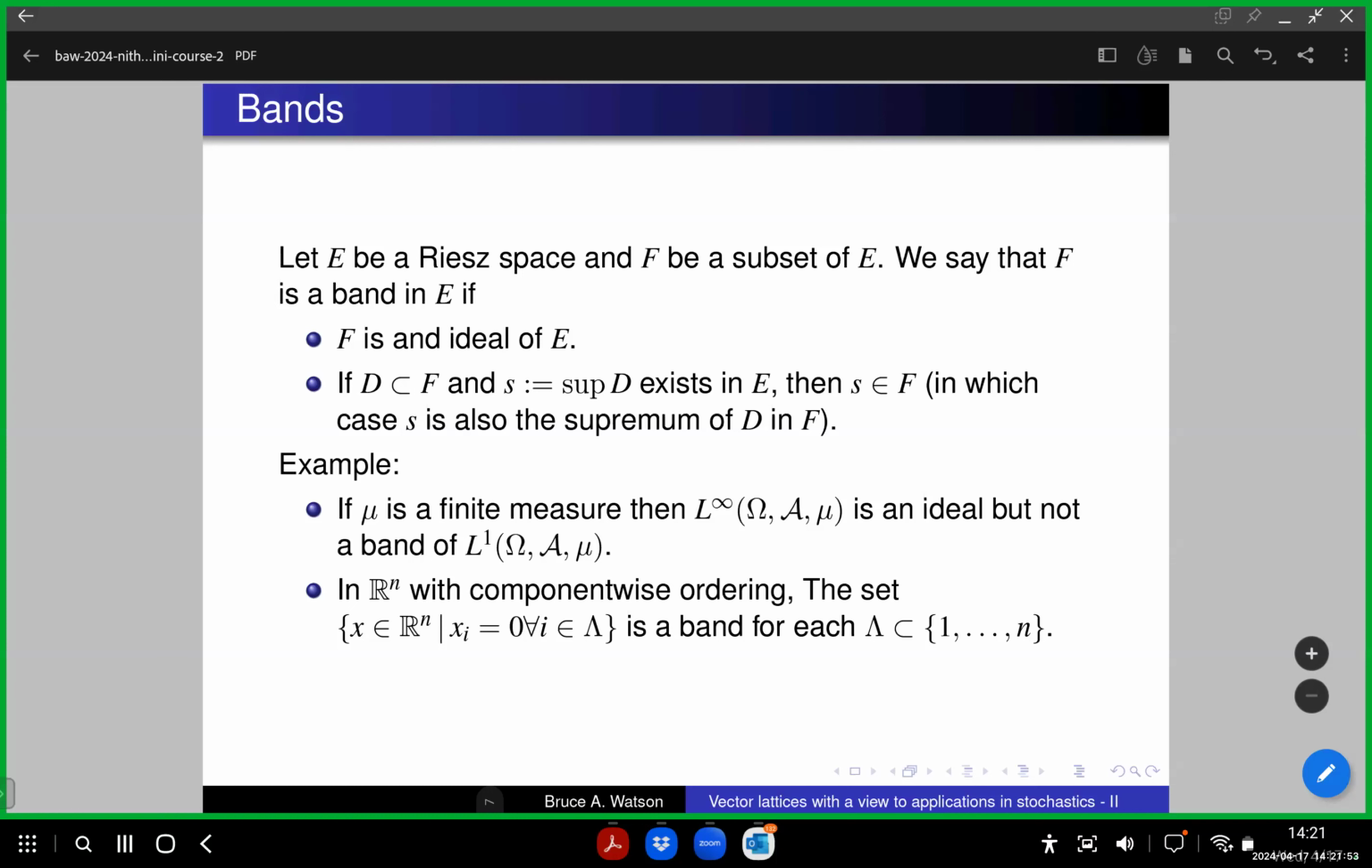If we take Rn with component-wise ordering, and we look at the set of vectors in Rn with components xi equal to 0 for i in some given set, that is a band. And in fact, that characterizes the bands in Rn.